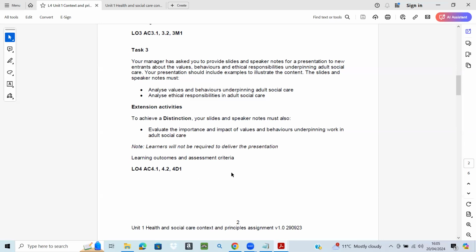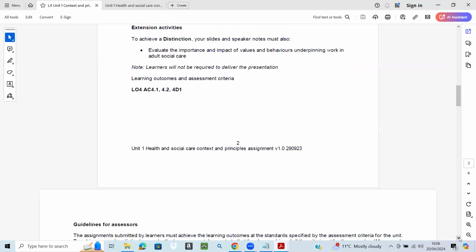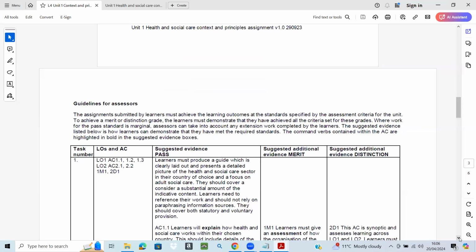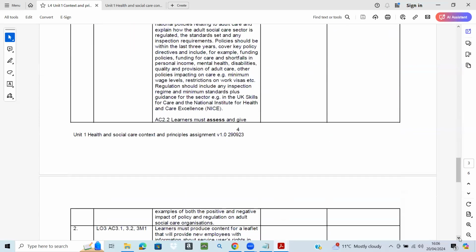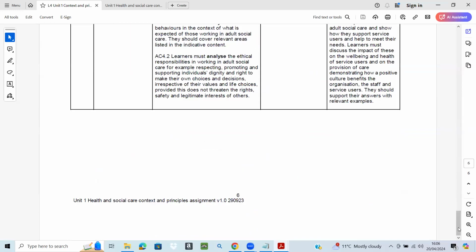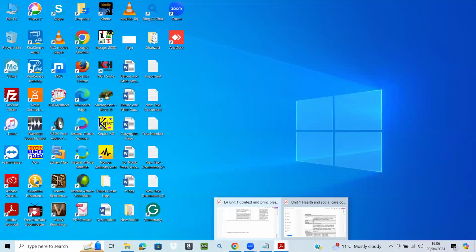So now, for example, we have the extension activities, and to achieve distinction, for your slides and speaker notes we also need to do the evaluation. We need to evaluate the importance and impact of values and behavior underpinning work in adult social care. So, okay, these are the guidelines for the assessor, for the marker.